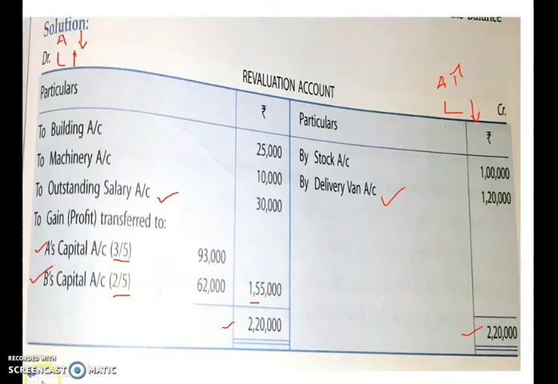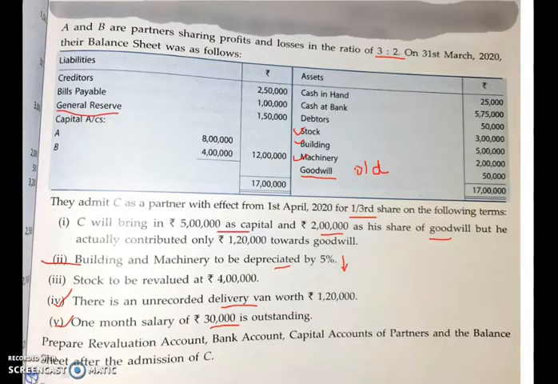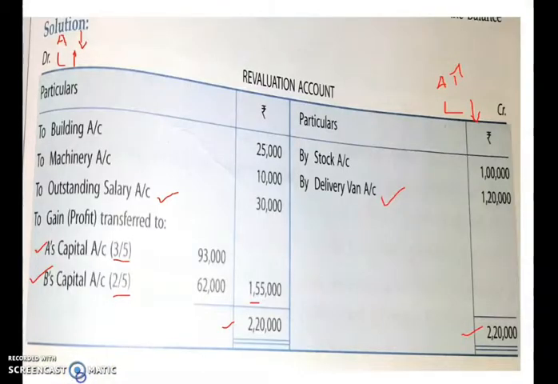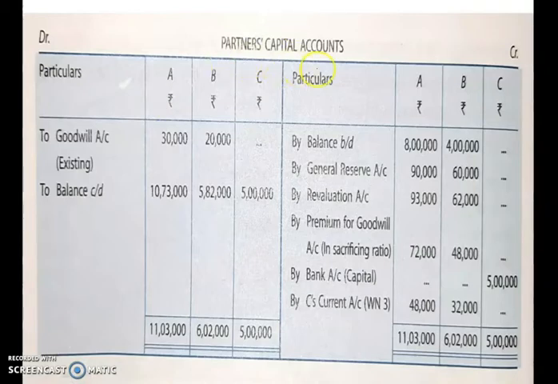What is your next account? What account are you asked to prepare next? It's the capital account of the partners. Okay, so moving there, partner's capital account. As you know, there are three partners, A, B and C. So on the debit side and credit side, you have to show A, B, C columns.